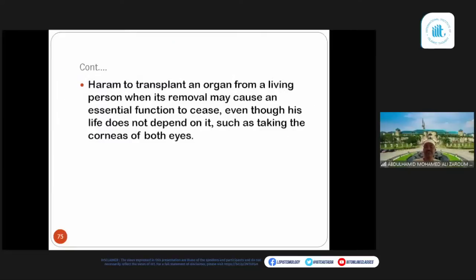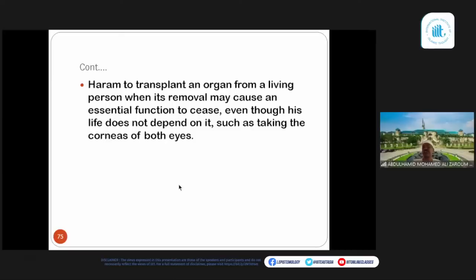Another issue here is it is not allowed in Islam to transplant an organ from a living person when its removal causes an essential function to cease. Okay, the person, if he or she donates this organ, he will die. The body will not function. It means stop functioning. So if you are donating, you are allowed in Islam to donate only one cornea. You cannot take both corneas, because if both are taken, then that's it.